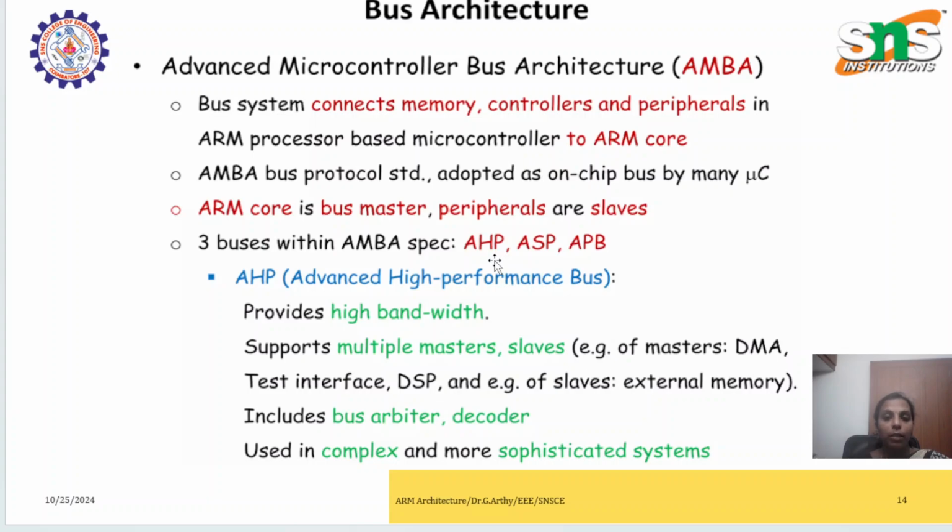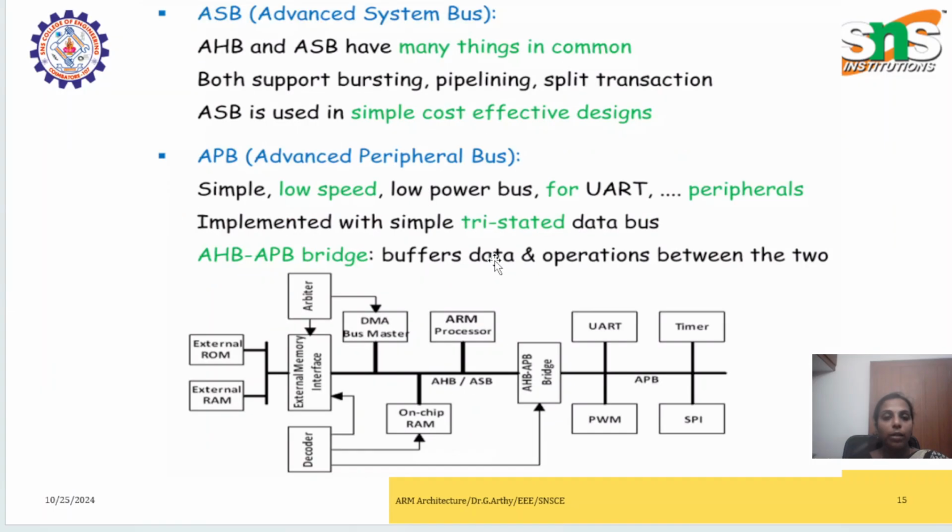And here comes the bus architecture. AMBA bus architecture, advanced microcontroller bus architecture. It has major buses. It provides the advanced high performance bus. It provides high bandwidth, and multiple master slave operations are done. It has peripherals. It includes bus arbiter, decoder, etc. And this is the advanced system bus and the advanced peripheral bus. The advanced peripheral bus is used when it comes to UART transmission.